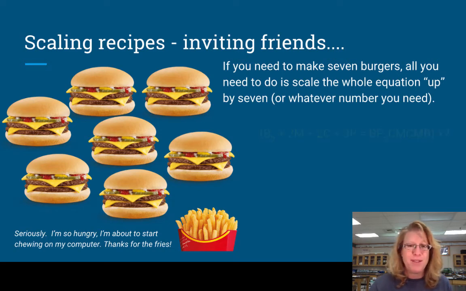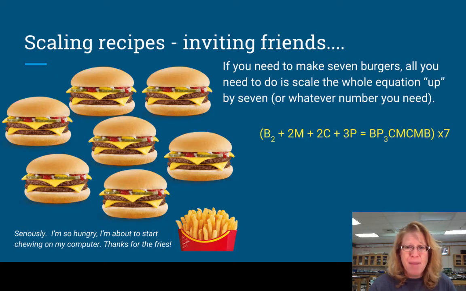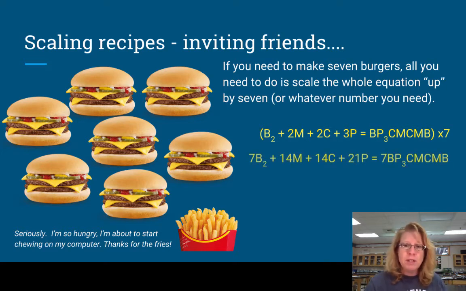So this is that idea of going to the store. Here's my reaction again: my diatomic bun, my 2 meat patties, my 2 cheese slices, my 3 pickle slices. I need to make 7 of that set. So what does this look like? Well, I just multiply it across, right? If it's still a ratio, I can just multiply all of my coefficients by 7. That's that idea of scaling.